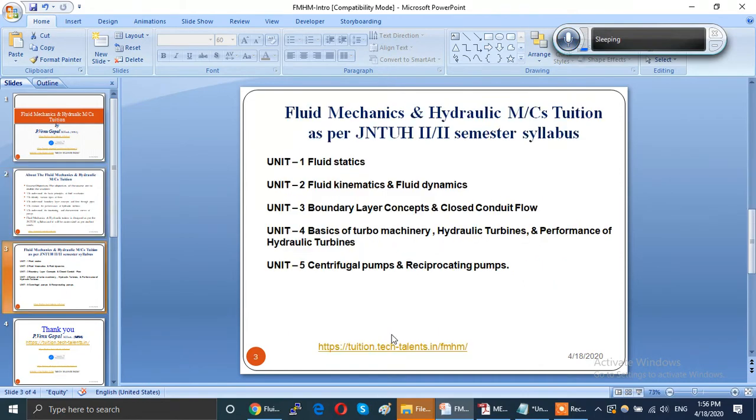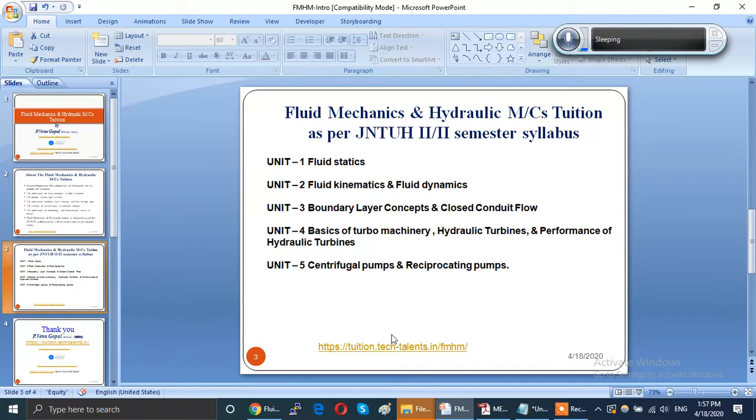If you go into the details of the syllabus, which I will be covering as part of this FMHM tuition, there will be 5 units as per the JNTU-H second year second semester syllabus for mechanical engineering. The first unit talks about fluid statics.